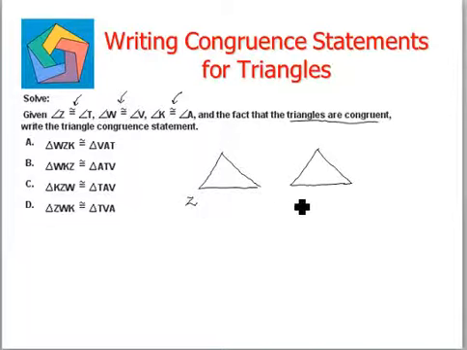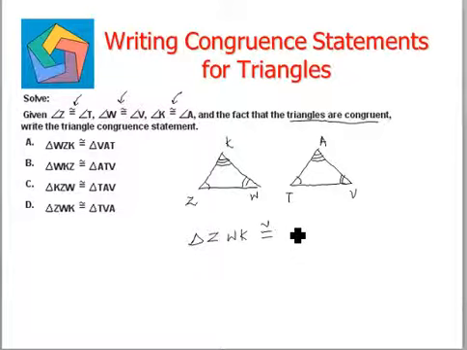So it says Z is congruent to T, so we mark it with a single mark. Then we have W congruent to V, so we put it with the double mark. And the last is K, we put with the triple mark, is congruent to angle A. So this is our two triangles which are congruent, and the congruent statement is triangle ZWK is congruent to triangle TVA.